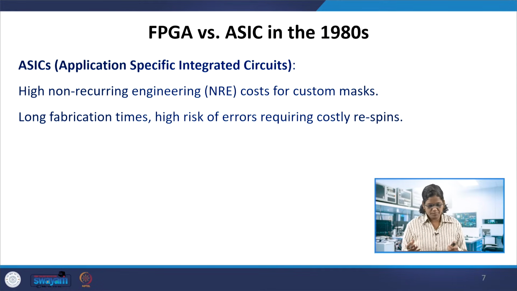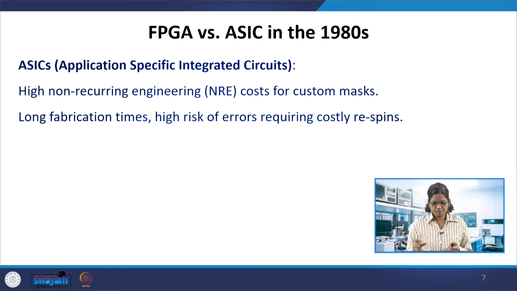we see that application specific ICs were readily available. In that case, the custom mask was required, and they buy the custom mask with a cost that is called the NRE, that is non-recurring engineering cost, and then they add the units to it. The custom mask's initial cost was large in the case of ASIC, the fabrication times were also longer, and there was a high risk of errors, so costly silicon respins were also used in these ASICs.